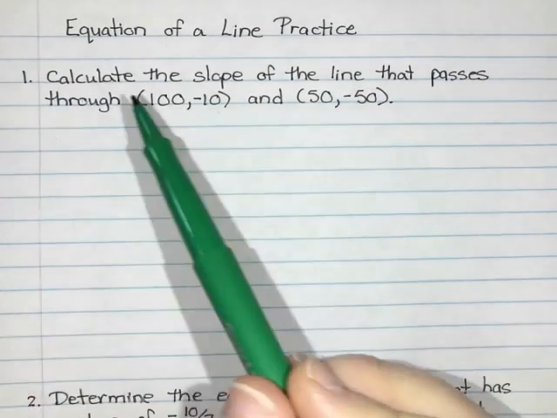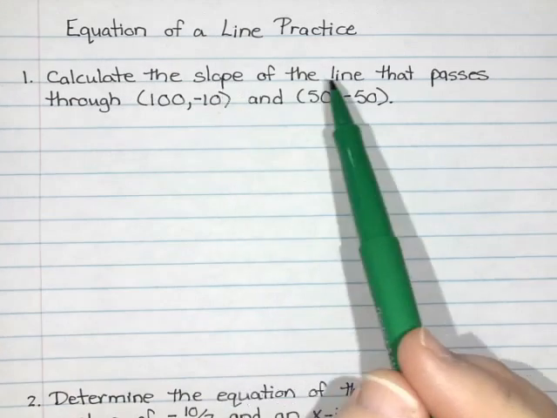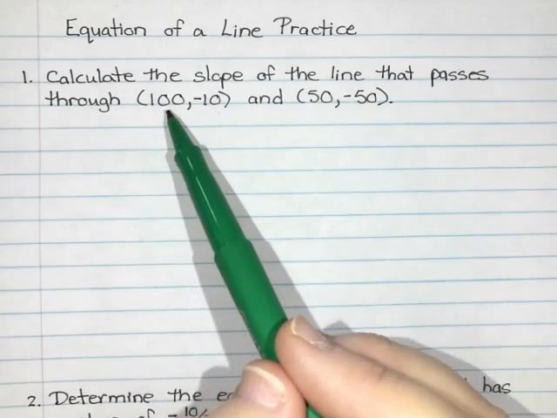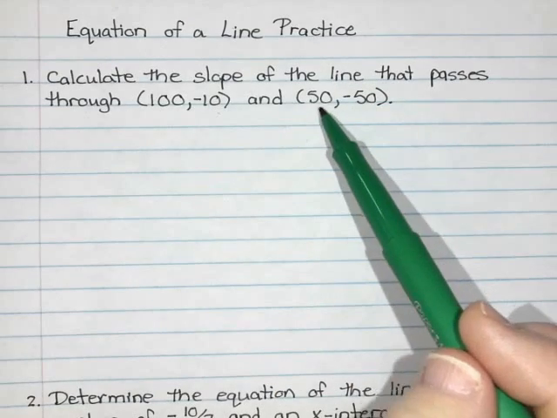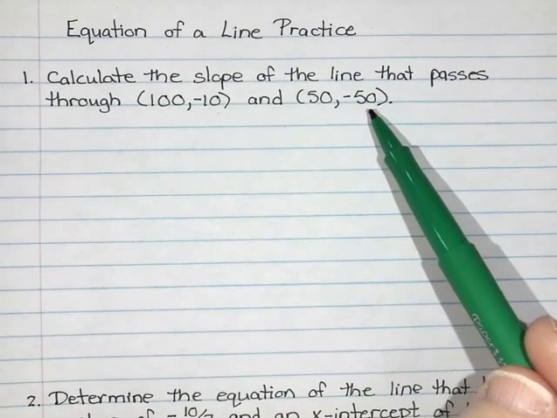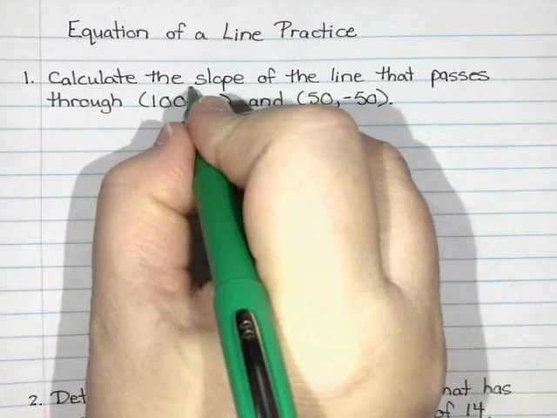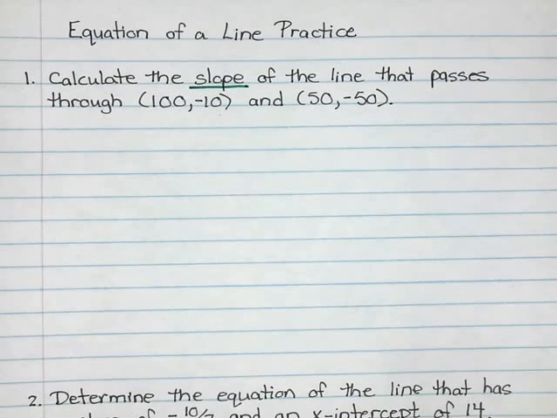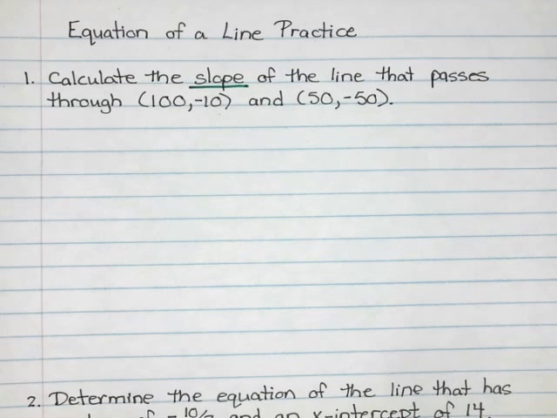So our first question says, calculate the slope of the line that passes through (100, -10) and (50, -50). So the question is asking me to find slope. There's 2 ways we've learned to find slope. You can either count it out off of a graph using delta y over delta x or rise over run, or you can calculate it using a formula that slope is y2 minus y1 over x2 minus x1.